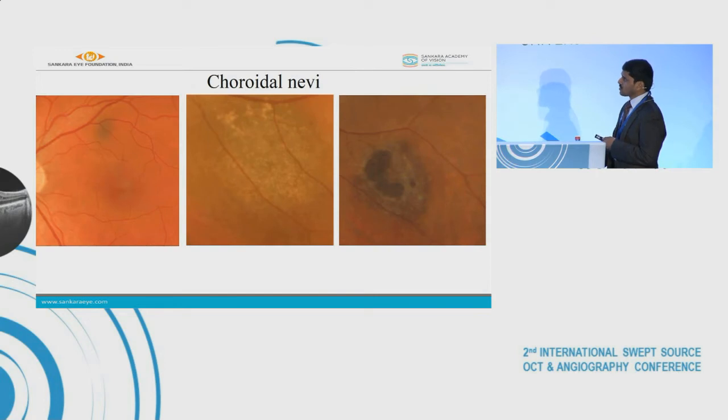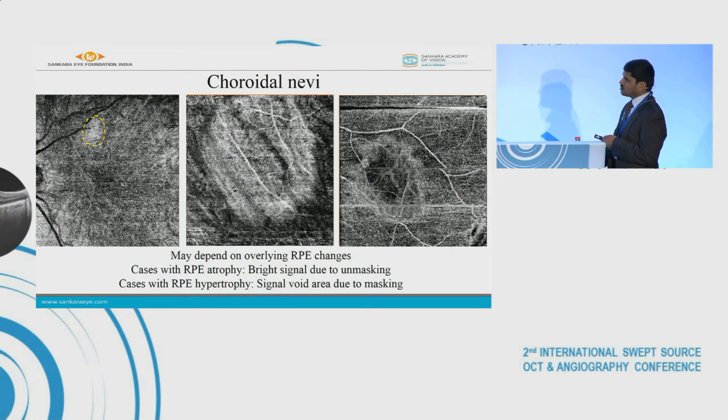Coming to choroidal nevi, in the two images on the left, we can see that there is no overlying RPE hypertrophy, but here we can see that there is a definite RPE hypertrophy over the nevus. When you do an OCT-A, we can see that in these two tumors the signal is bright corresponding to the nevi, but here the signal is dark with scant vascularity seen within. There are a few papers which try to understand the OCT-A characteristics of choroidal nevi. Some say that they are dark and some say they are bright.